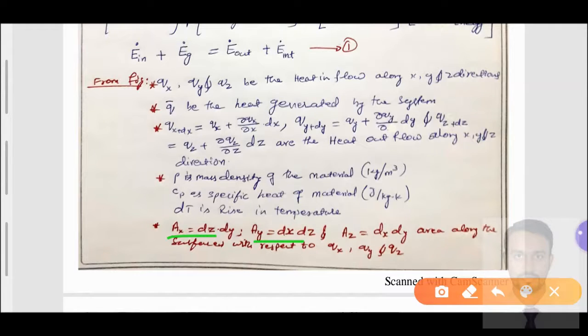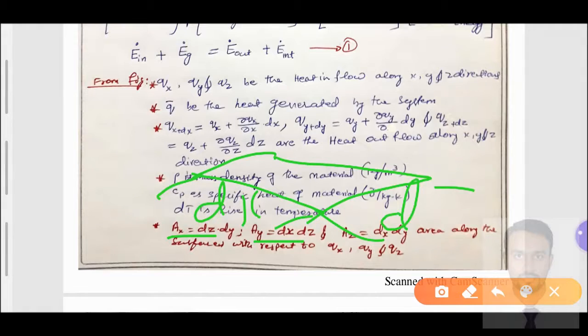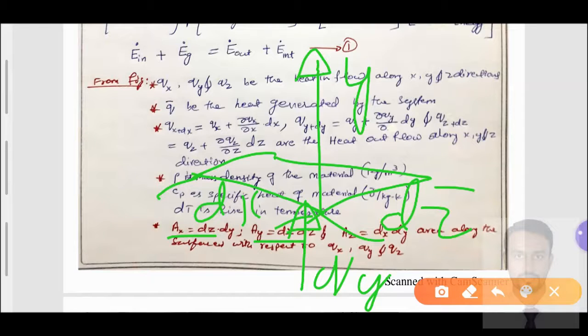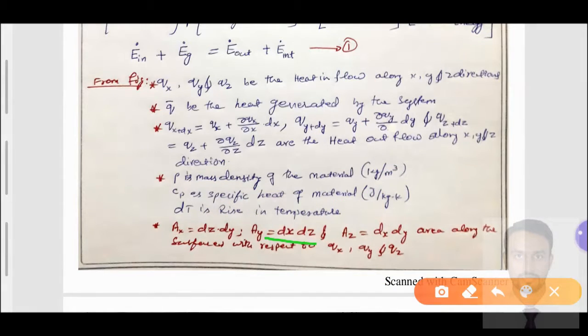Similarly, A of y is the bottom face of the parallelepiped, which has dimensions dx and dz, where the heat enters along the y direction, q of y, and leaves in the y direction, and that surface is also along dx and dz. See here, A of y is dx dz. Similarly, A of z is dx dy, the areas of the surfaces with respect to qx, qy and qz.